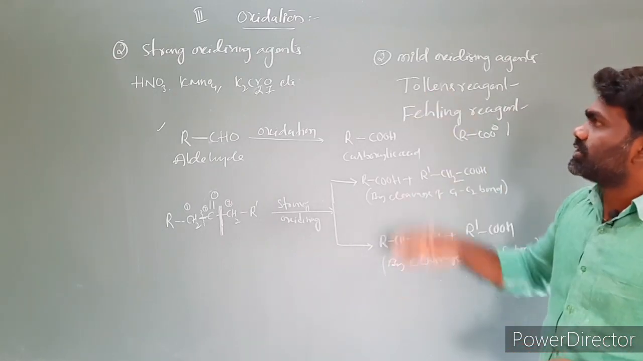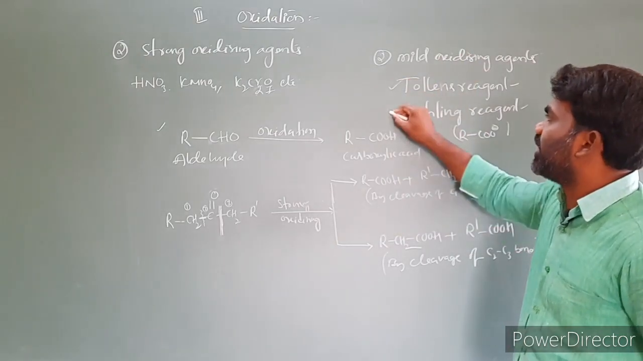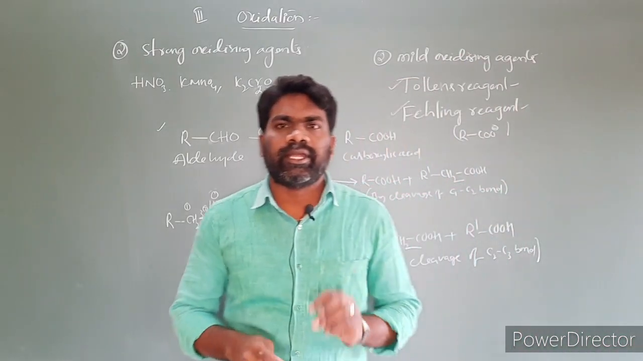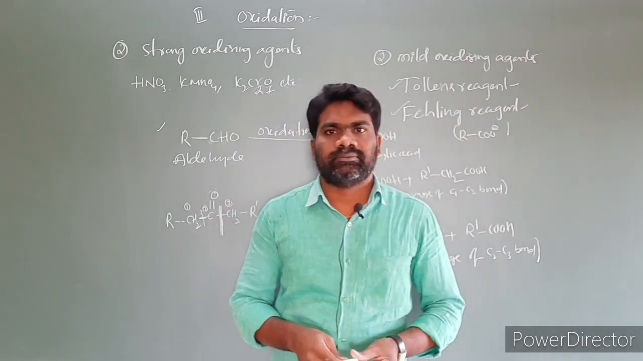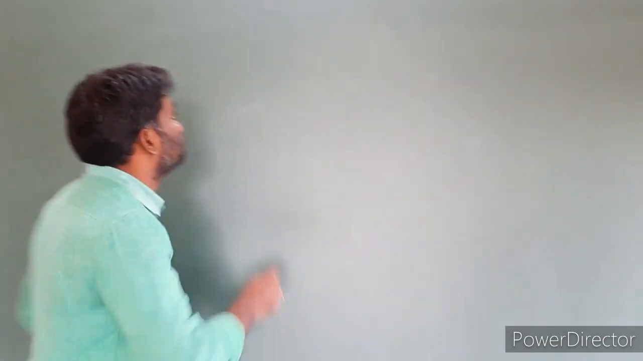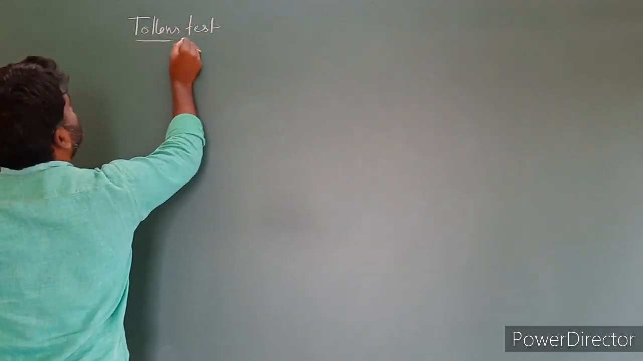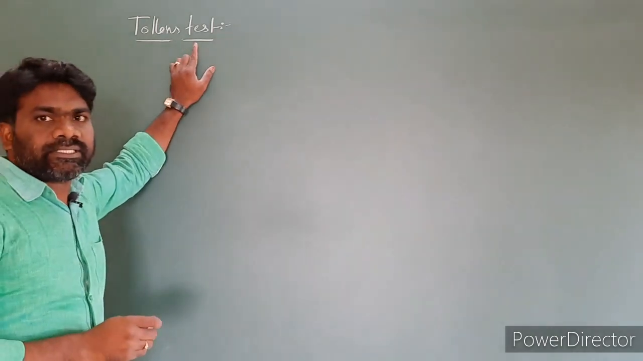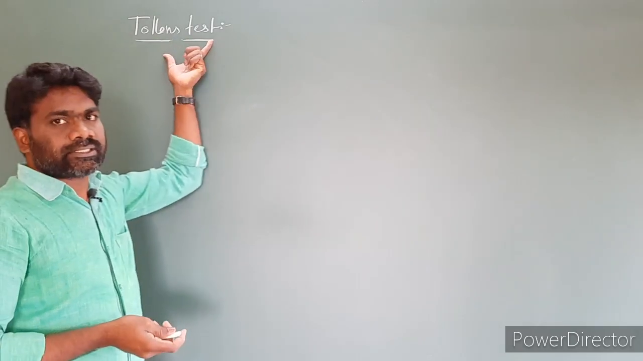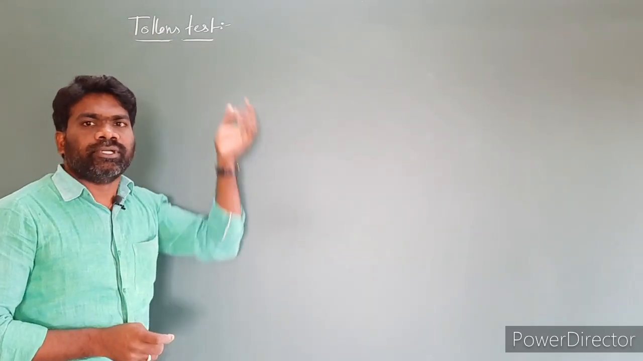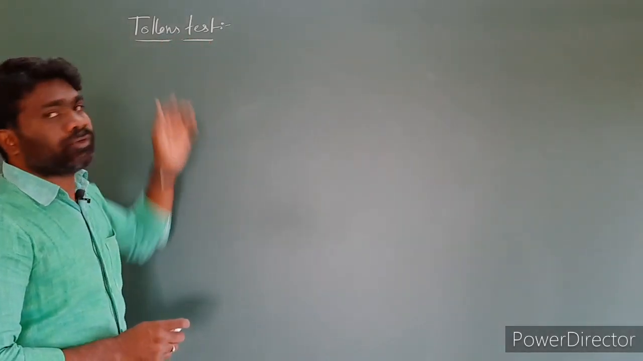Now this is oxidation of aldehydes and ketones. Based on the mild oxidizing agents, Tollens reagent and Fehling reagent, we are able to distinguish aldehydes from ketones. Now we will discuss Tollens reagent and Fehling reagent. Next, Tollens test. The Tollens test is used to distinguish aldehydes and ketones, and in addition, it is used to identify aldehydes.